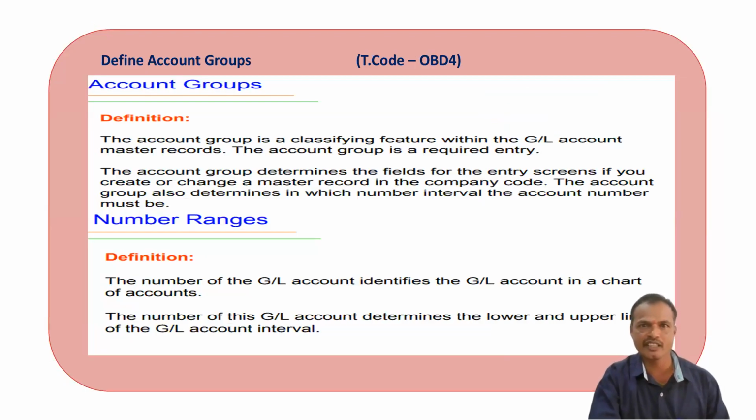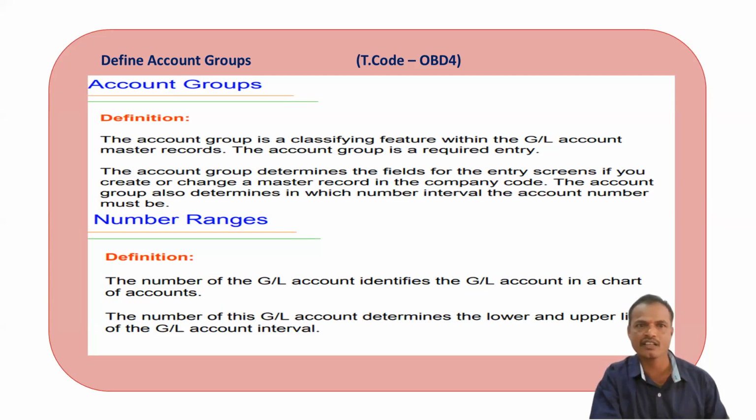Define account group. For every company code, we have to create an account group. The account group classifies the features of a GL account master record. The account group is a required entry. In the account group, we have multiple field statuses like required entry, optional entry, and suppress entry. Whichever field you require, you just click on required entry, and it will be shown while posting a document. So the account group determines the fields for an entry screen.